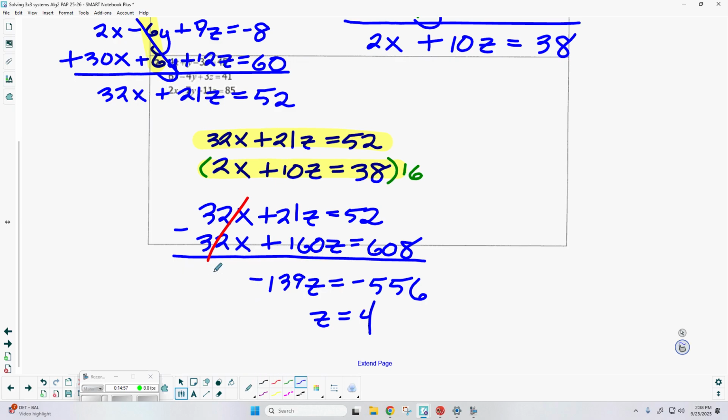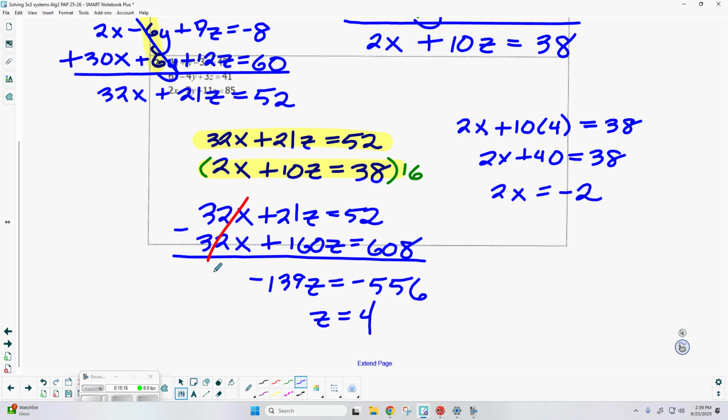So this is going to be 2x. Okay, then I got plus 10z, so this is plus 10 times 4 equals 38. Okay, so let's see, 2x plus 40 is equal to 38. So it looks like 2x is equal to negative 2. So what's x? Negative 1. See, once you find that first variable, then it goes a lot faster. Okay. Now all I got to do is find what? I got to find y.